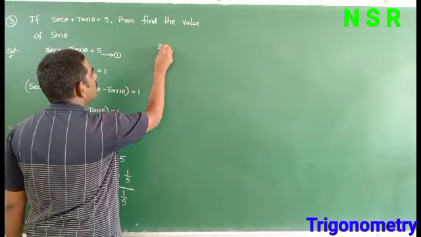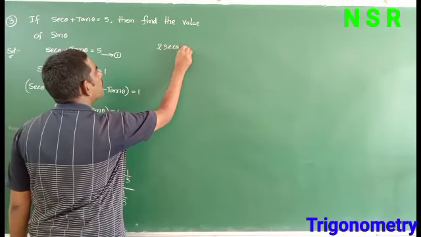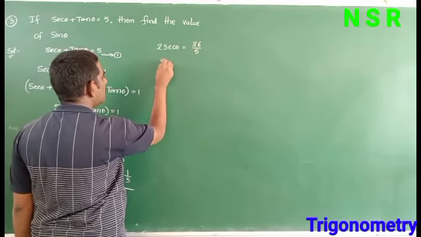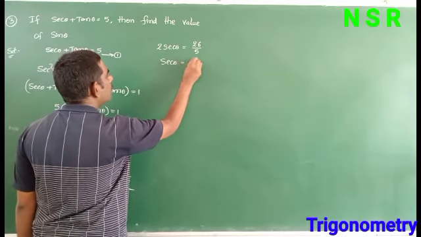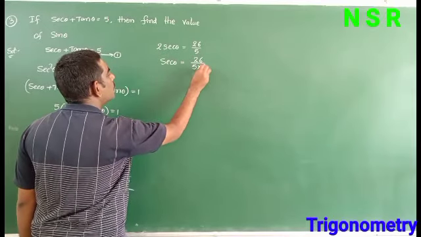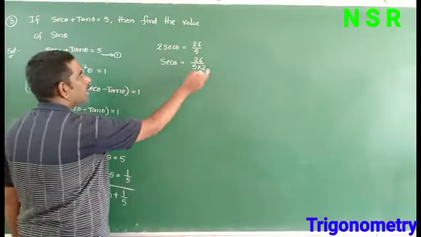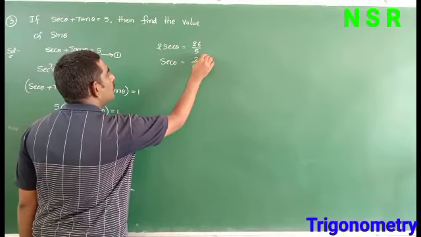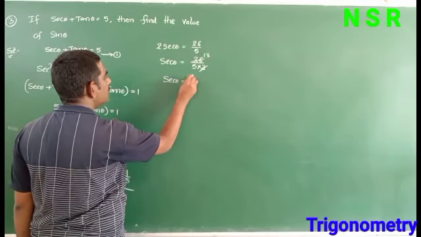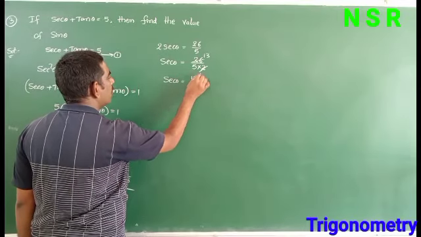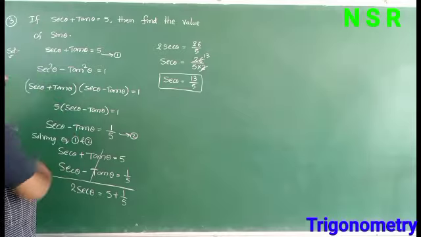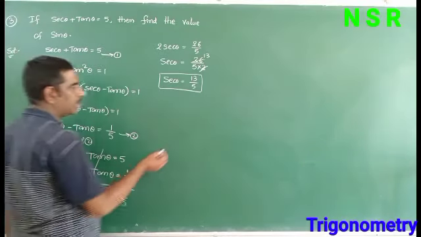So, 2 secant theta equals 26 by 5. Now, secant theta equals 26 by 5 into 2. So, 2 ones are 2, 2 threes are 6, so 13. Now, secant theta value is 13 by 5. But we have to find the sin theta value. So, we have secant theta.